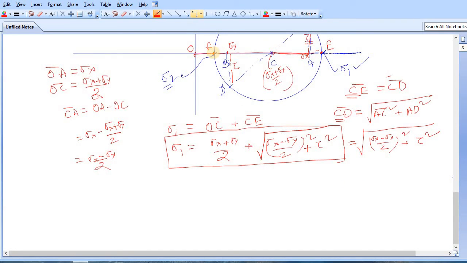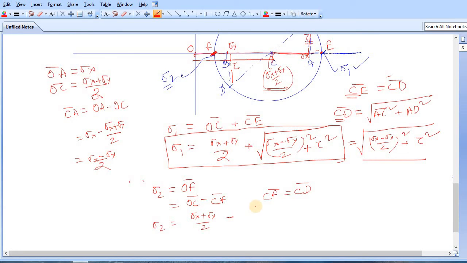Now we have to find the second one. This is your sigma 2, and sigma 2 is OF. OF is OC minus CF. Again, CF is the radius, or CD. You have got the value of CD. And OC is known to you, it is the coordinate of C, that is sigma x plus sigma y by 2. So sigma 2 comes as sigma x plus sigma y by 2 minus CF or CD, that is the square root of (sigma x minus sigma y by 2) whole square plus tau square. So you have got both the principal stresses.